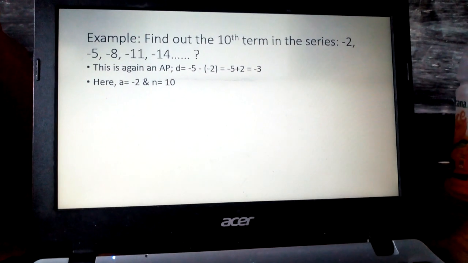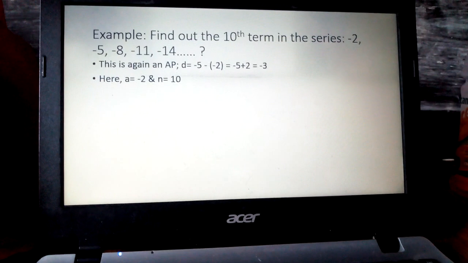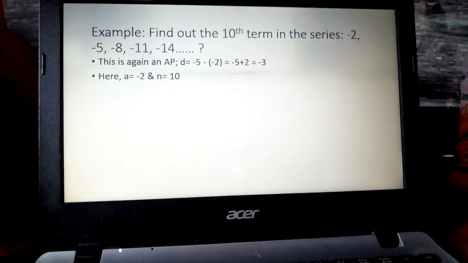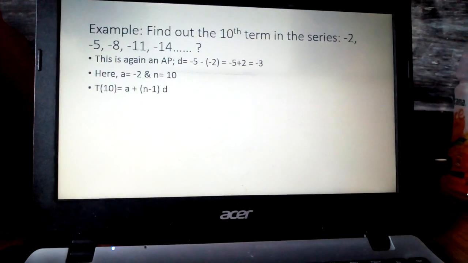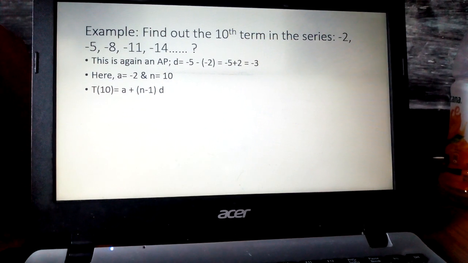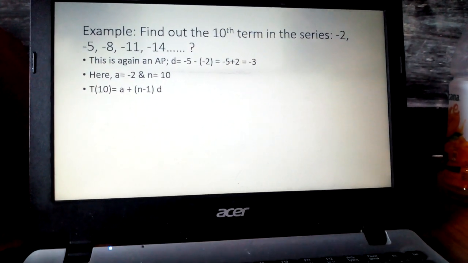Again, the first term a is equal to -2. You can have a look here. What is n? We have to find the nth term. The 10th term we have to find out. So that is why the value of n is equal to 10.